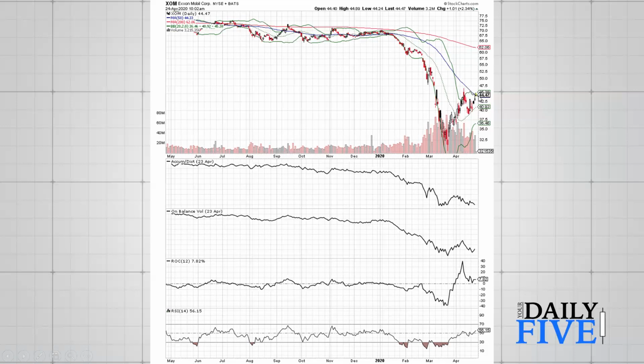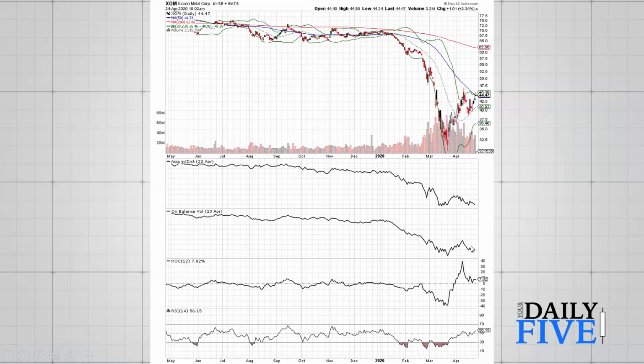Now it's at that 50-day moving average. And we can look at a little bit of shrinkage in the Bollinger Bands, these green bands, which tells us that some kind of big move is coming. Furthermore, it's above the 20-day moving average, and it's starting to test the 50-day moving average. On the downside, we have accumulation distribution that does not look very appealing, but on balance volume is trying to work its way back up.